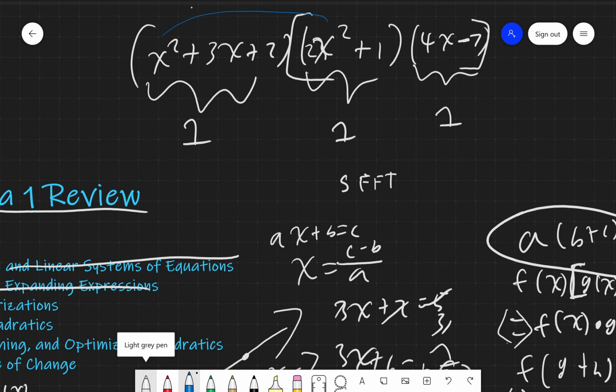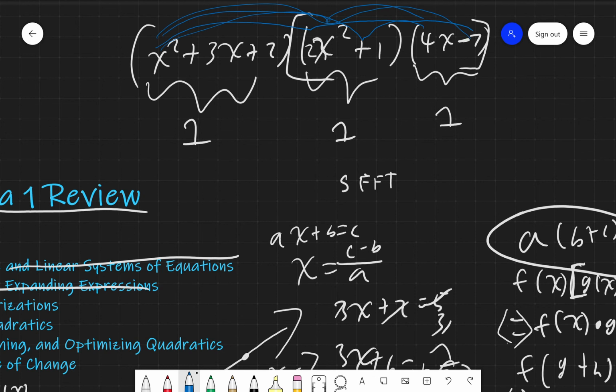So we have that and that. You can also choose x squared, then you can choose 1. Or sorry. Okay, so we can choose x squared, we can choose 2x squared, and we can choose negative 7. Then we can choose x squared, 1, and 4x. Then we can always choose every combination.